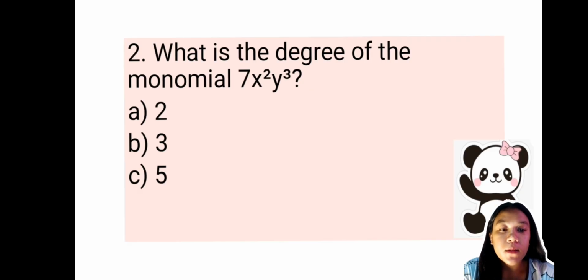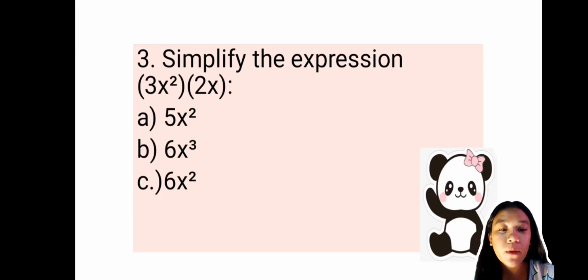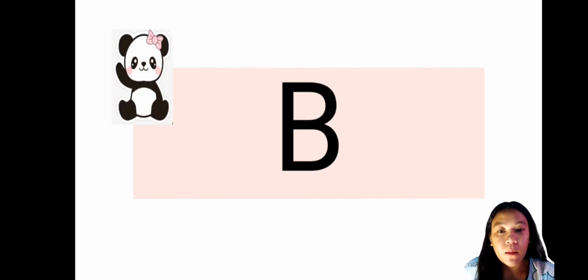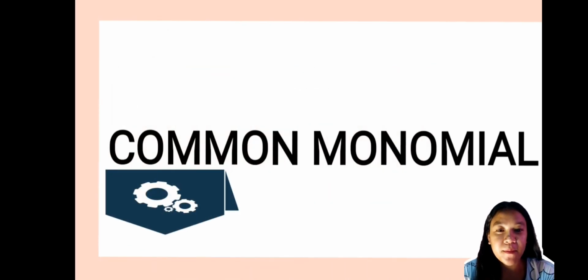Letter A. Second, what is the degree of the monomial 7x squared y cubed? Very good. Letter C. Third, simplify the following expression: 3x times the quantity 3x squared times the quantity 2x. What is the answer? Very good. Letter B. So how did you find our game? Is it easy or not? Okay, let's proceed to our topic.